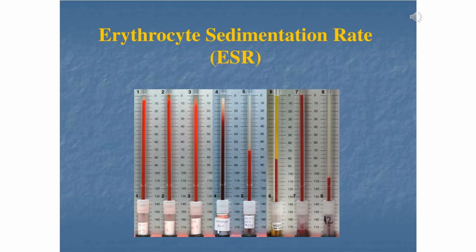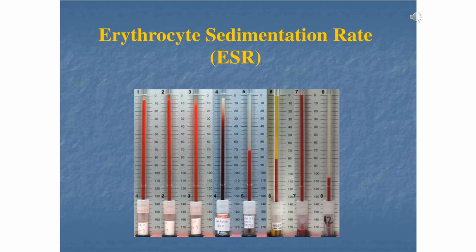The erythrocyte sedimentation rate, or commonly known as ESR, is reported in millimeters per hour. It's important to understand what this test actually is. You know it to be a marker of inflammation, but this slide illustrates how the test is actually done. Historically, blood from the patient would be put into a column and the column would be placed next to millimeter markings.